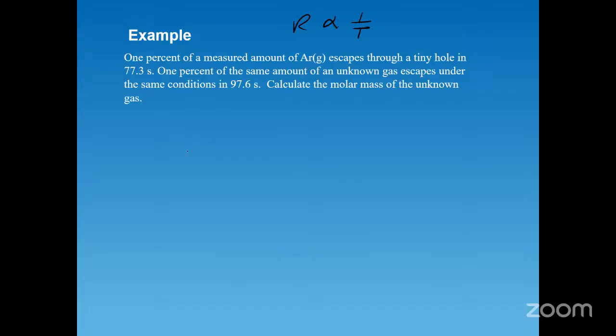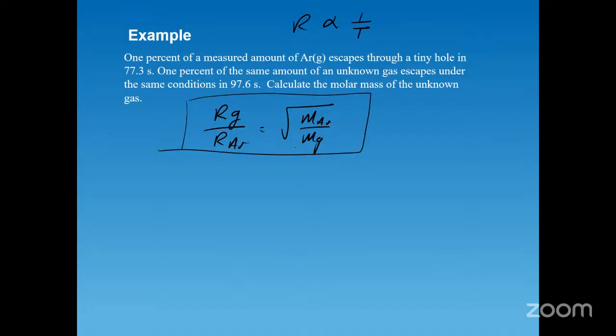There's an inverse relationship. So we can simply represent that relationship as the rate is inversely proportional to the time. Now, let's apply this to this particular question. We're comparing argon to an unknown gas. So the rate of diffusion of the gas divided by the rate of diffusion of argon is equal to the square root of the molar mass of argon divided by the molar mass of the unknown gas. This is coming directly from Graham's law of diffusion.